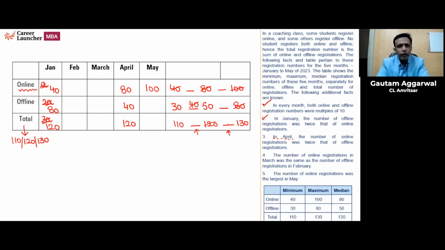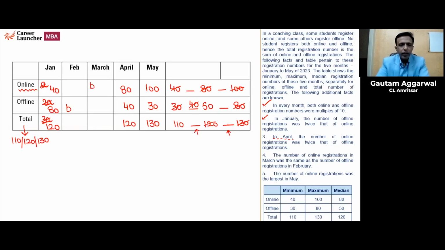What does that further suggest? Logically, the total could not exceed 130. What does that mean? The offline registration for the month of May has to be 30, and this has to be 130. So this much of data for January, April, and May was very clear. So the only information left was number of online registration in March was same as the offline in February. So this is B. This also has to be B.